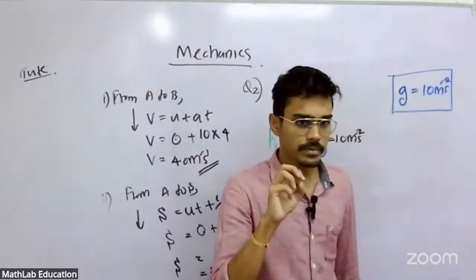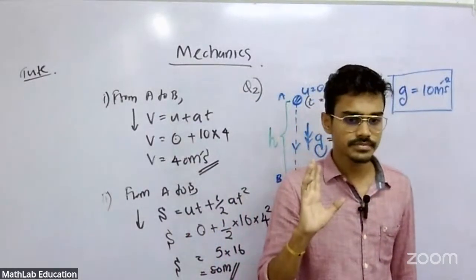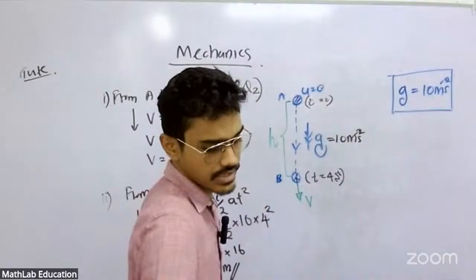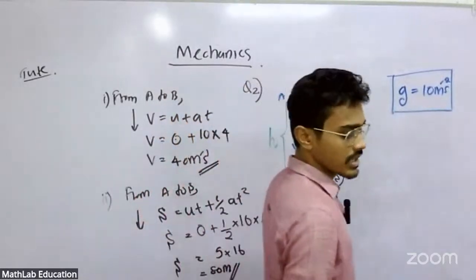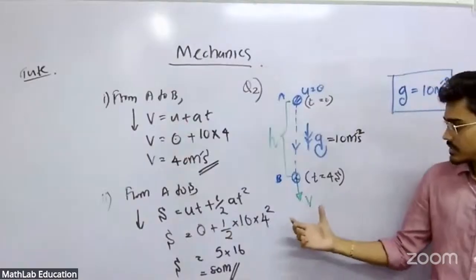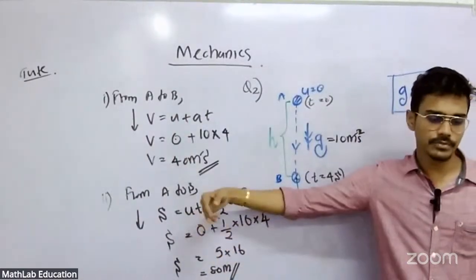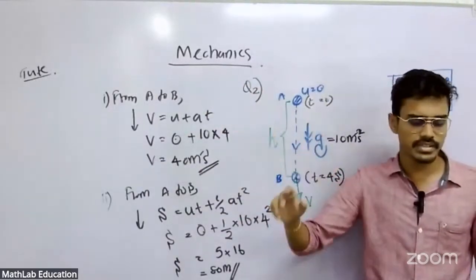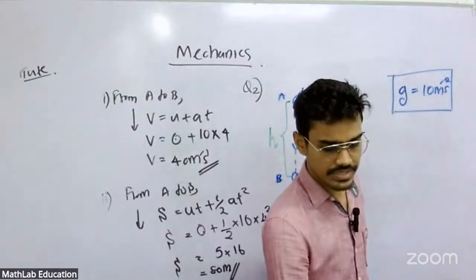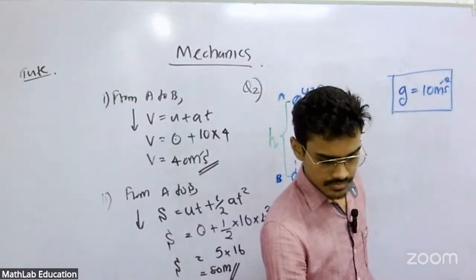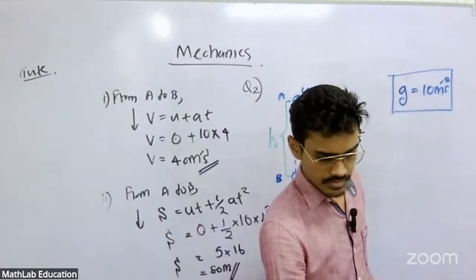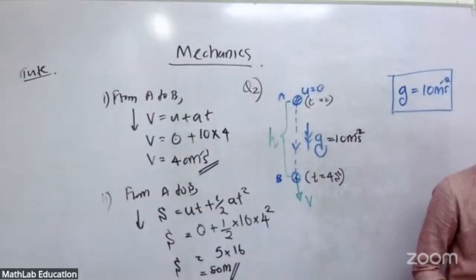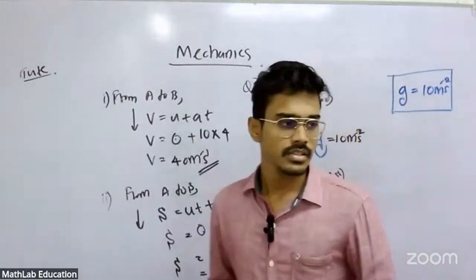So if you have a proper application, definitely you will get the same answer. If needed, try this way. That is totally fine. Now if you use any other equation different to this, as an example v squared equals u squared plus 2as, it doesn't matter. If your application is proper, you will get the same answer. Understood?